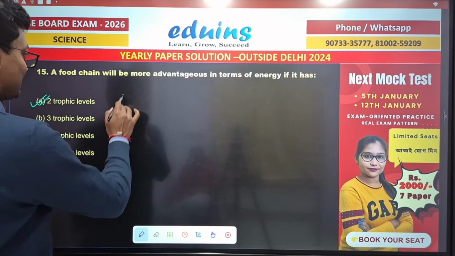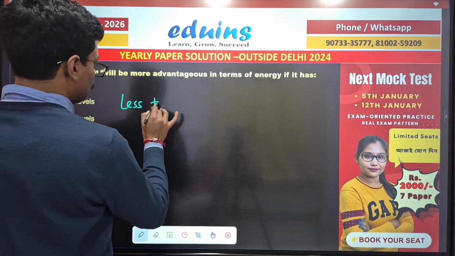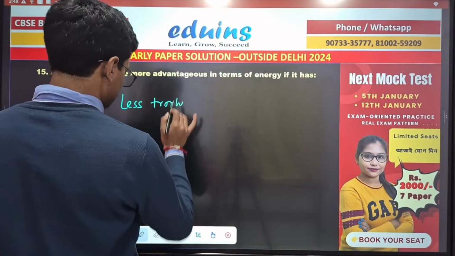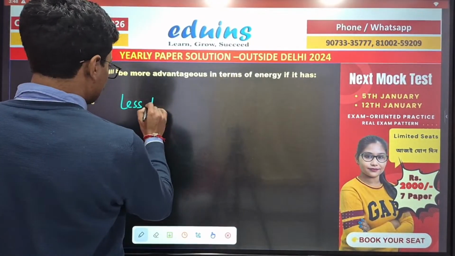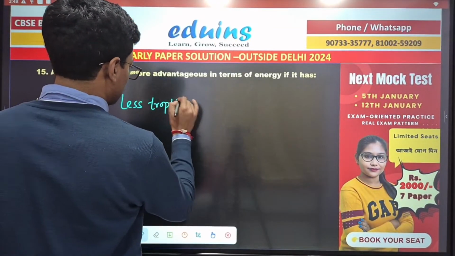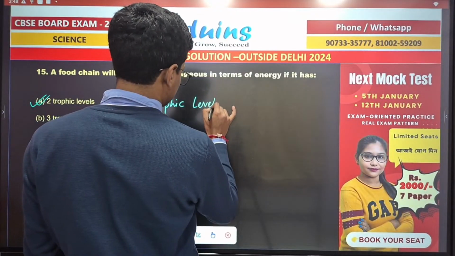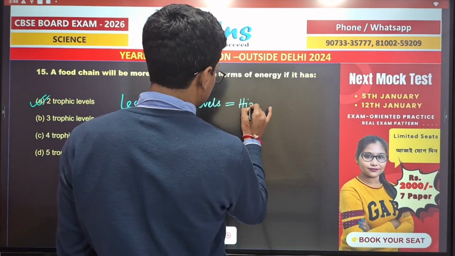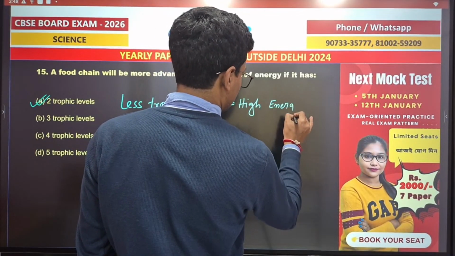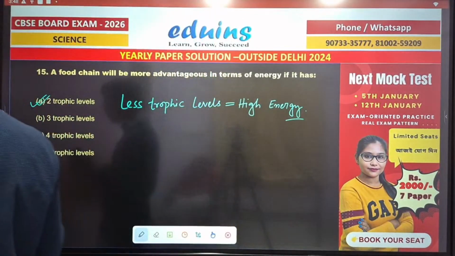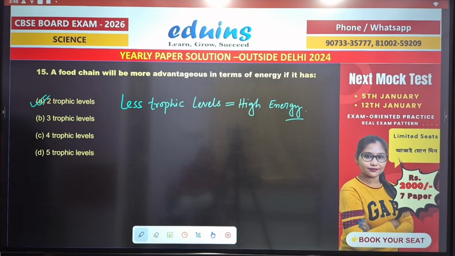Why? The fewer the trophic levels, the higher the energy available. Energy consumption will be high.